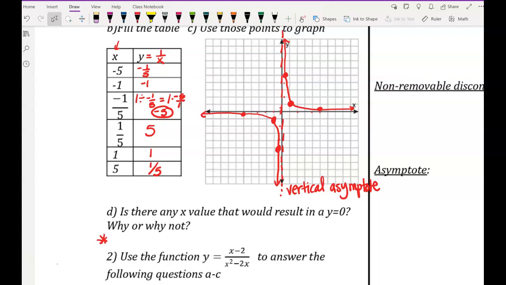Well, since y can't be 0, that creates this asymptote. This is called a horizontal asymptote. And the line is going to be y equals 0. And an equation for your vertical asymptote is x equals 0 to represent the line itself. It represents what x cannot be, and it represents what y cannot be.